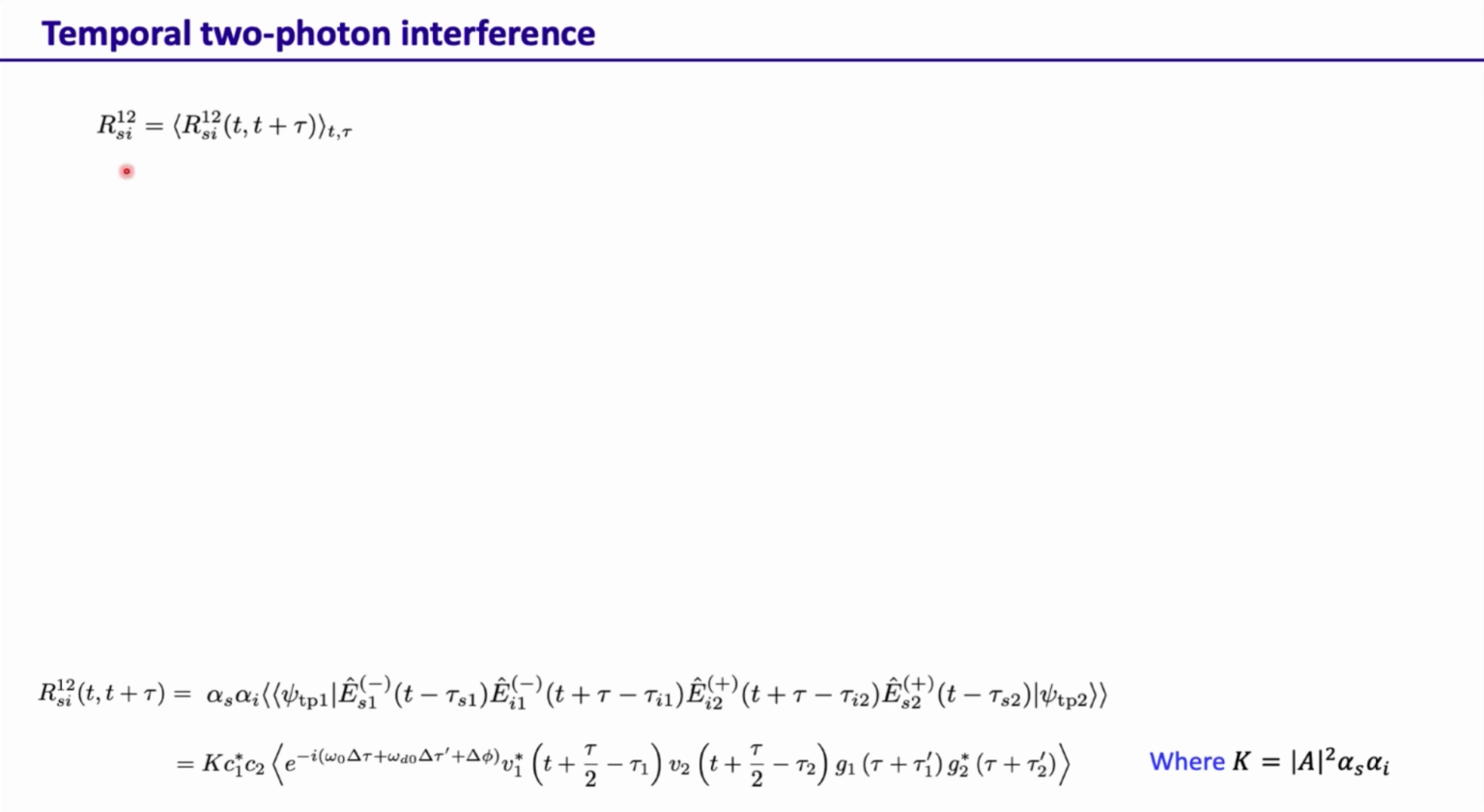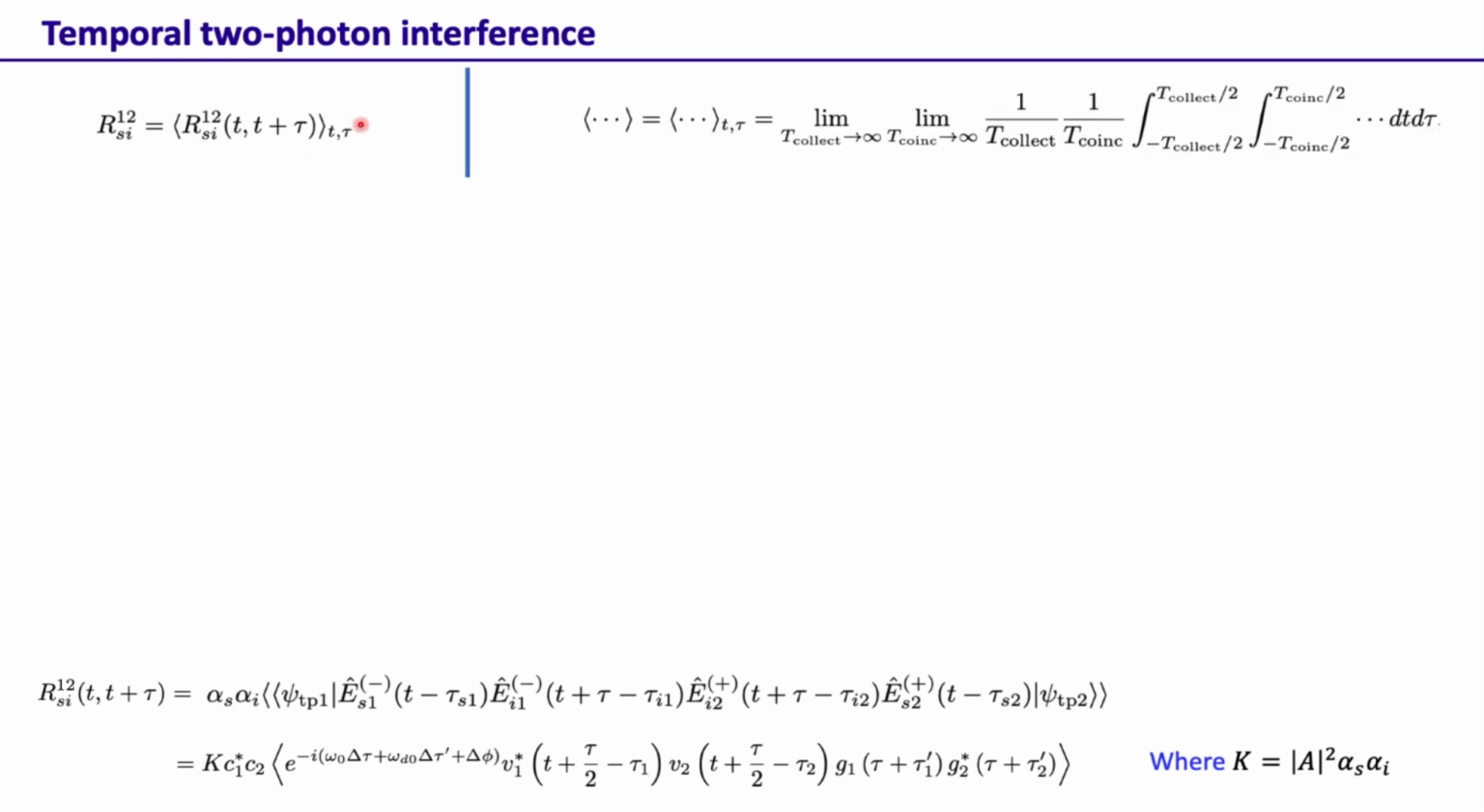Okay, so this RSI12 at t and t plus tau is more like an instantaneous coincidence intensity. But in an experiment, we cannot make such sharp measurements. So in an experiment, we always do the averaging, averaging over t and then averaging over tau. So in an experimental situation, what we can always measure is this time averaged quantity, averaged over t as well as tau. The t averaging is over t collect, and tau averaging is over t coincidence. So this is the average quantity we now need to calculate.